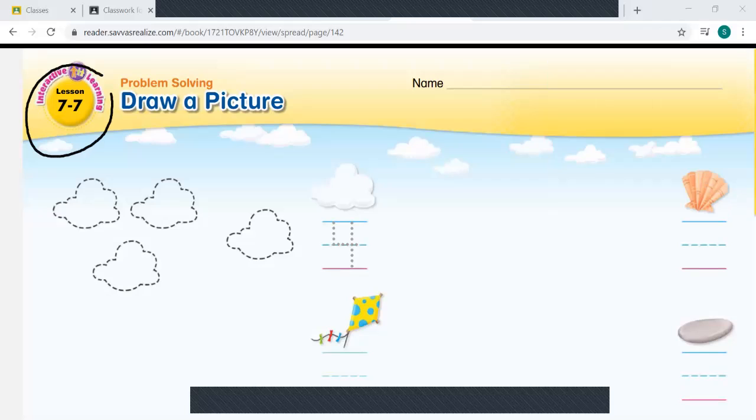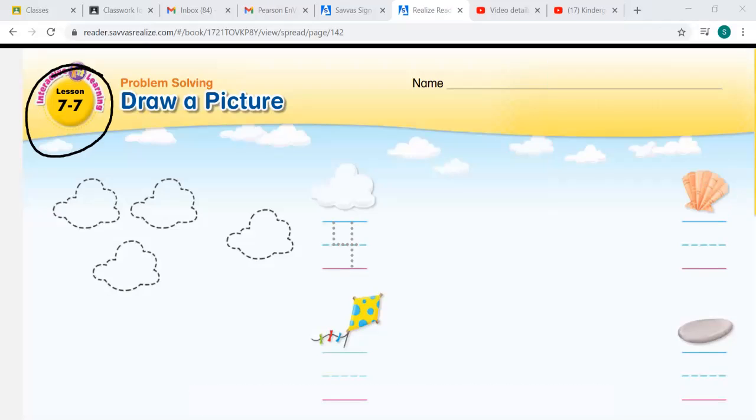We are on lesson 7-7. Draw a picture. You've learned about joining groups and number stories. Today, you're going to learn how to draw pictures to solve word problems about joining two groups.